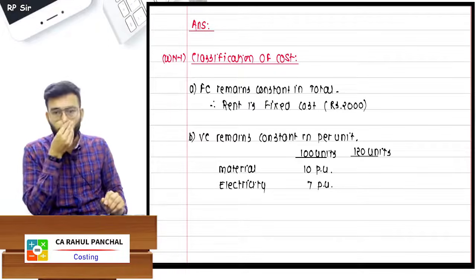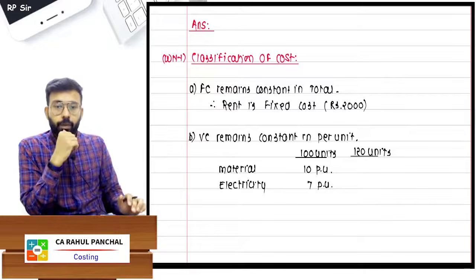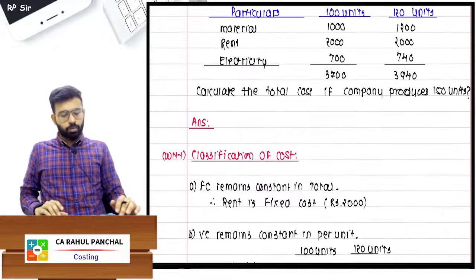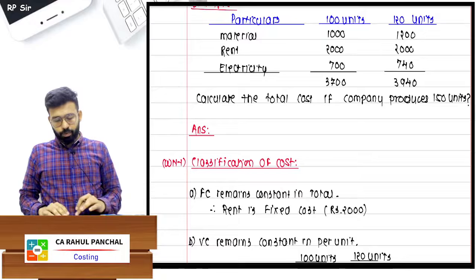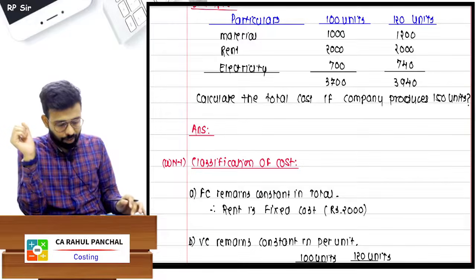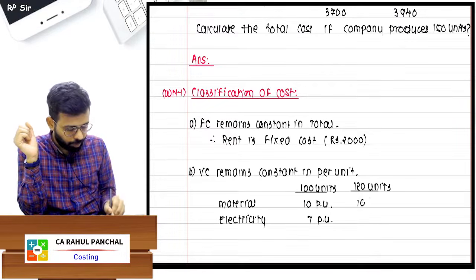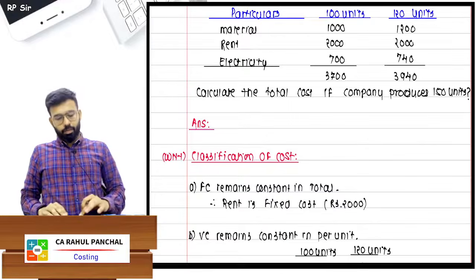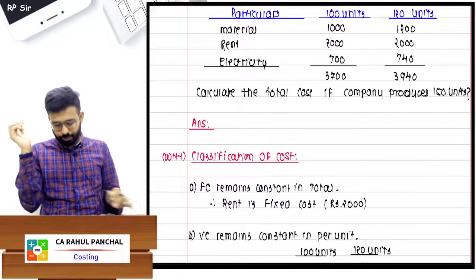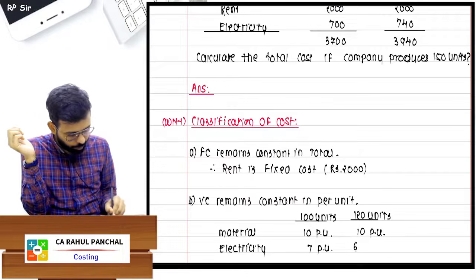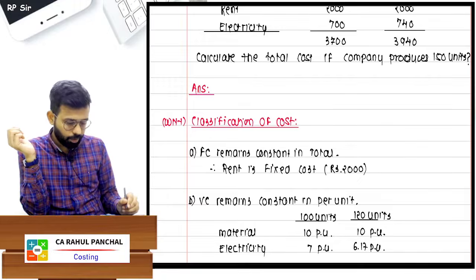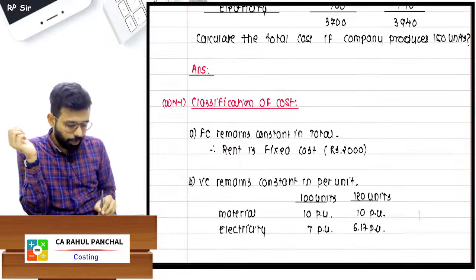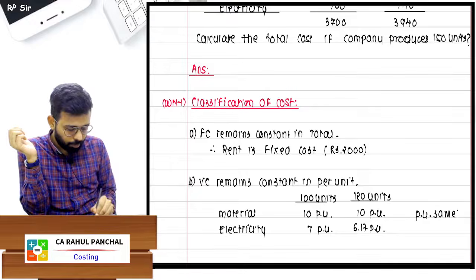Okay. Now, let us calculate this for 120 units. Your cost was 1200 for 120 units. So 1200 divided by 120, it is 10 per unit. Then 740 divided by 120, that will be 6.17 per unit. Here per unit is same in this case, per unit is same. Here you can see this.